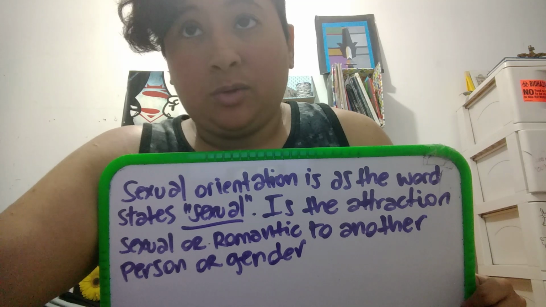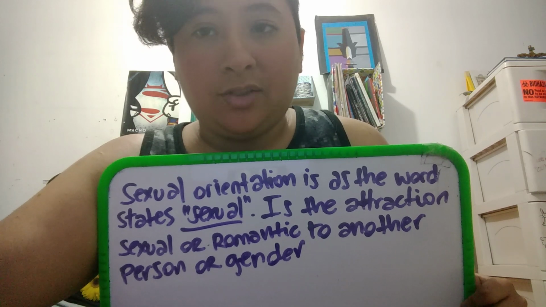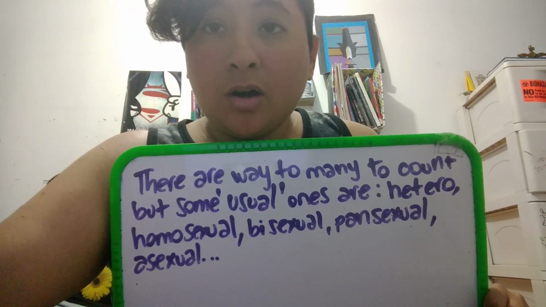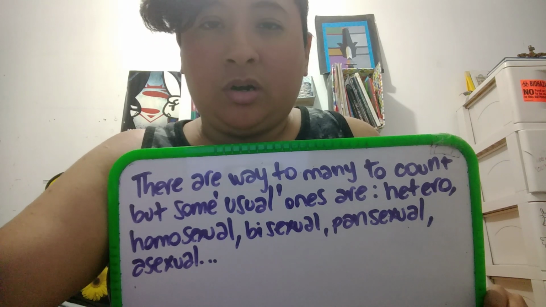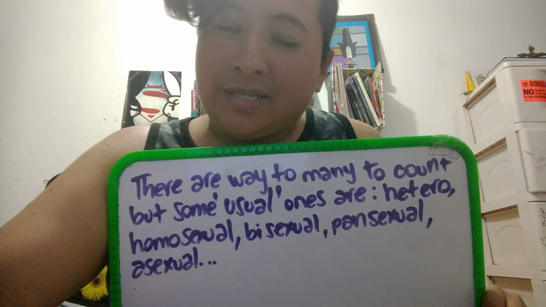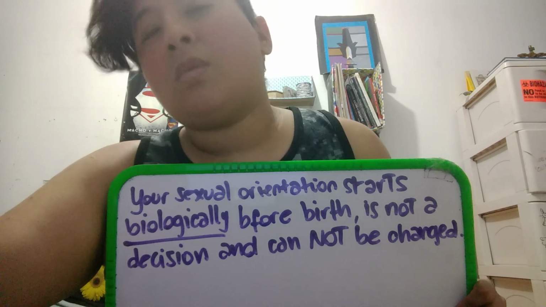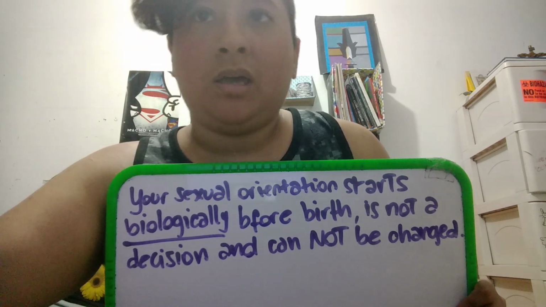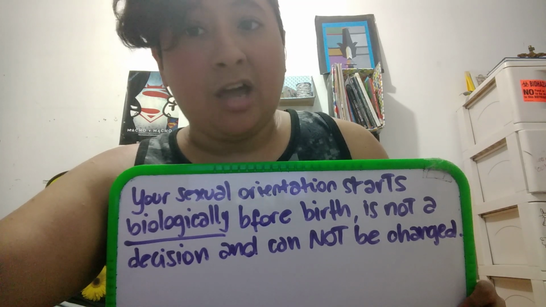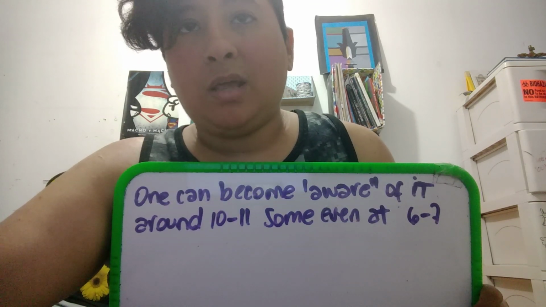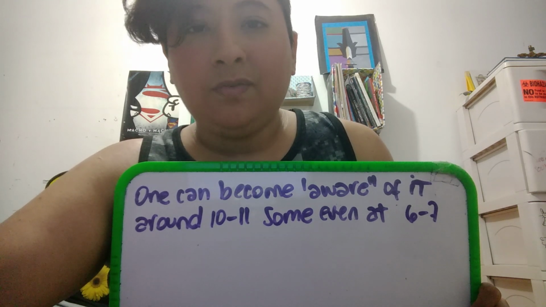Sexual orientation is, as the word states, sexual, the attraction, either sexual or romantic, to another person or gender. There are way too many to count, but some of the usual ones are heterosexual, homosexual, bisexual, pansexual, asexual, and others. Your sexual orientation starts biologically before birth, is not a decision and cannot be changed. One can become aware of it usually around 10 or 11 years old, some even 6 or 7.